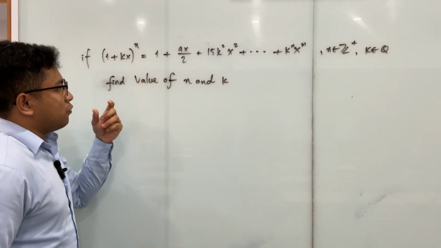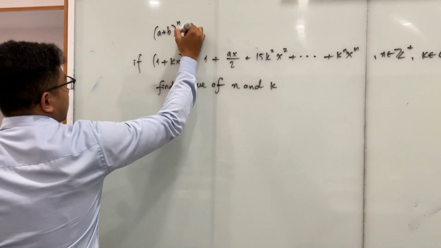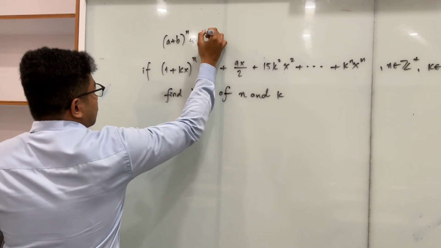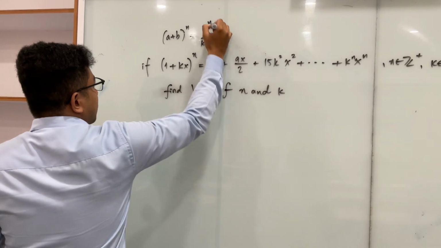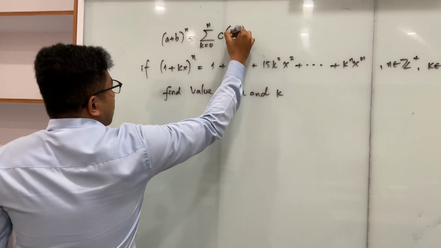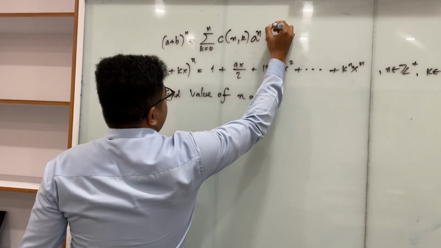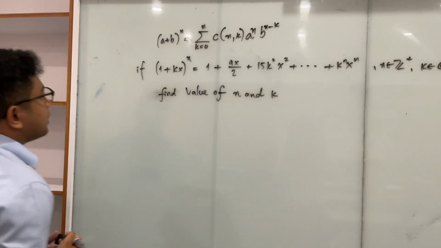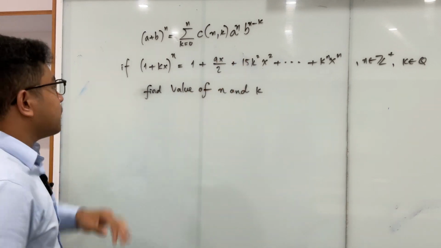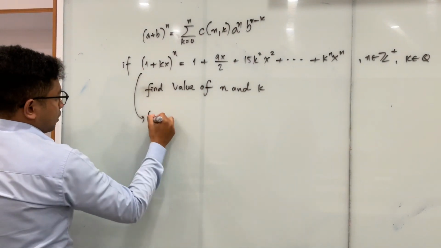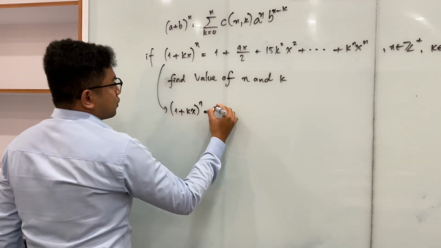And we already know that (a + b)^n can be considered equal to the sum from k equals 0 to n of C(n, k) a^(n-k) b^k. So for this case, we can consider 1 equal to a and kx equal to b.